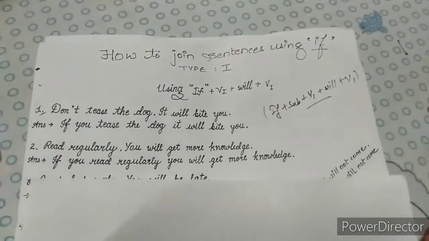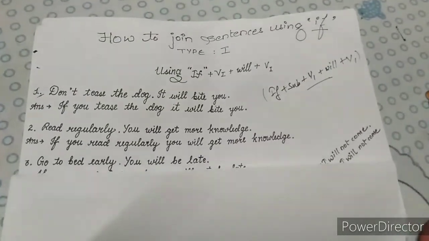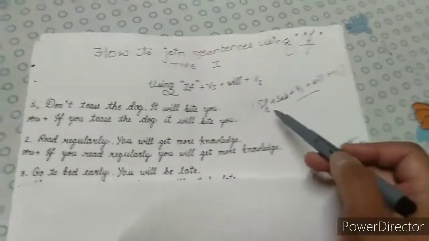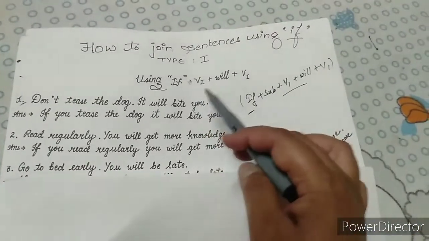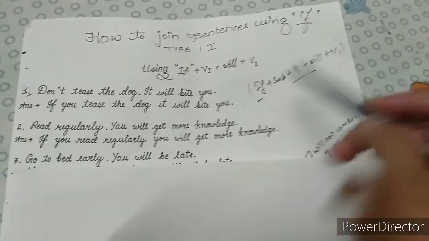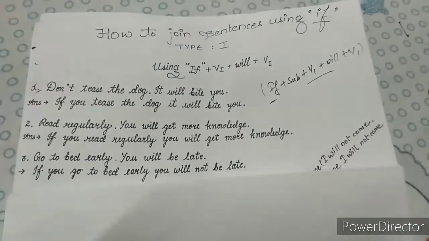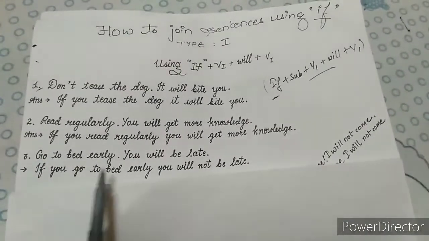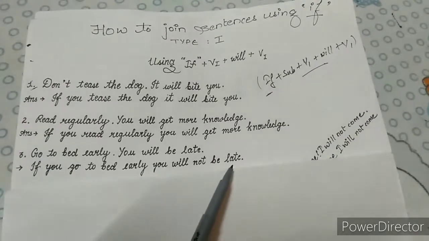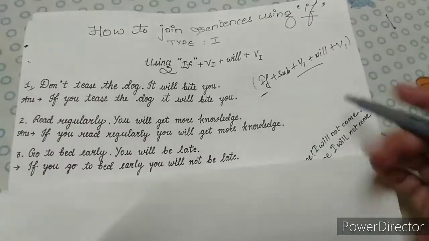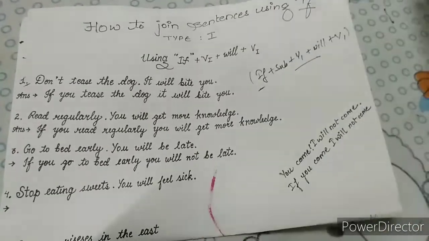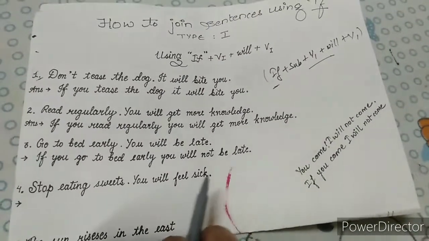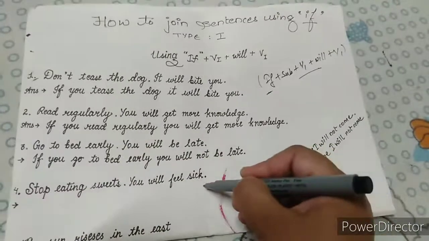Next we have: go to bed early, you will be late. Again just add it. इसको हमें थोड़ा सा लर्न करना होगा. ये जो joining sentences, इन structure को थोड़ा सा हमें लर्न करना पड़ेगा. एक छोटा सा ट्रिक भी बताते हैं आपको लर्न करने के लिए. But first let's see the example. Go to bed early, you will be late. If you go to bed early, you will not be late. Then let's see: stop eating sweets, you will feel sick. Similarly, you can do. That's your homework.